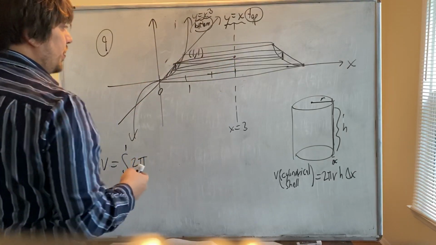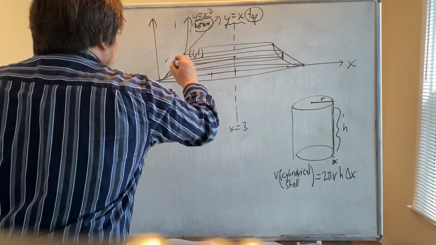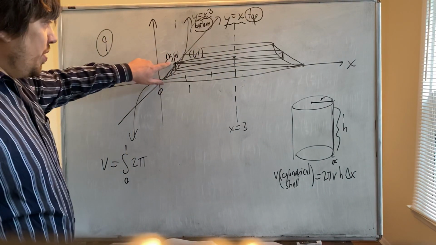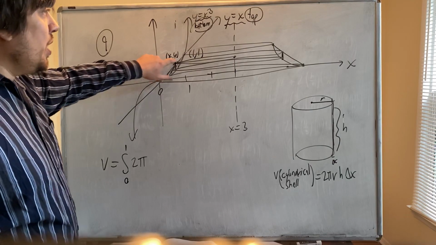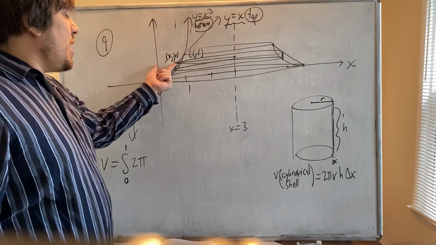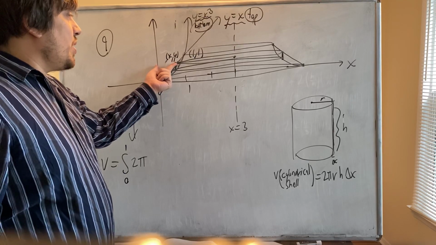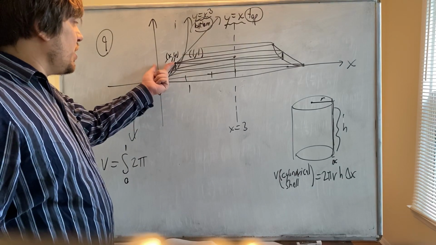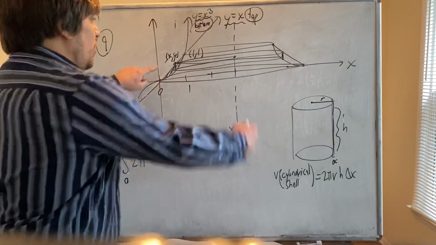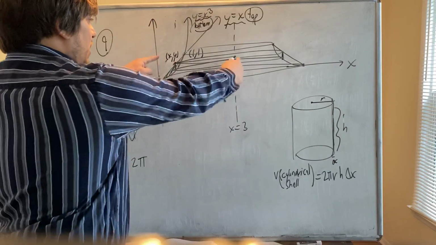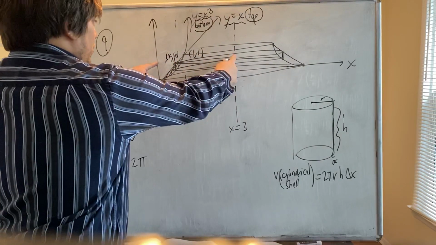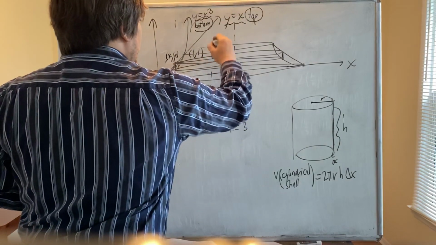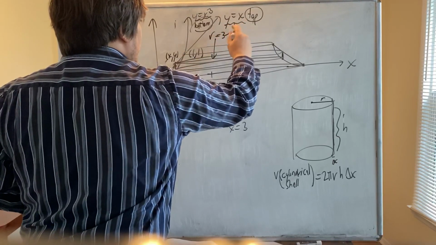Well, if you look at this point, its coordinates are x comma y, and it's a coordinate of a point on the line y equals x. And so that x distance is this distance here. This whole thing is 3. And so if that's x and that's 3, if you take away x from 3, you're left with 3 minus x. And so the radius here is 3 minus x.